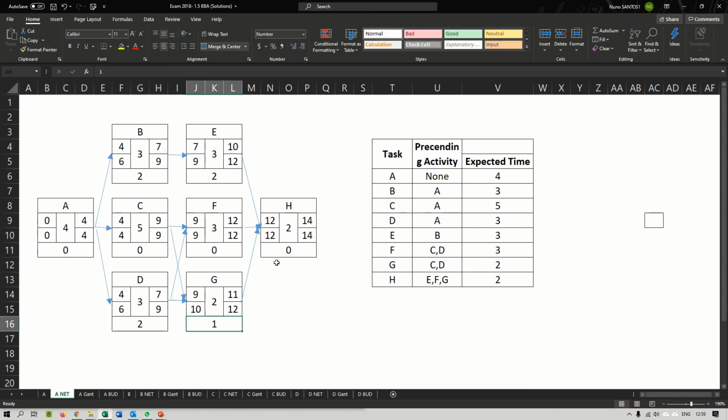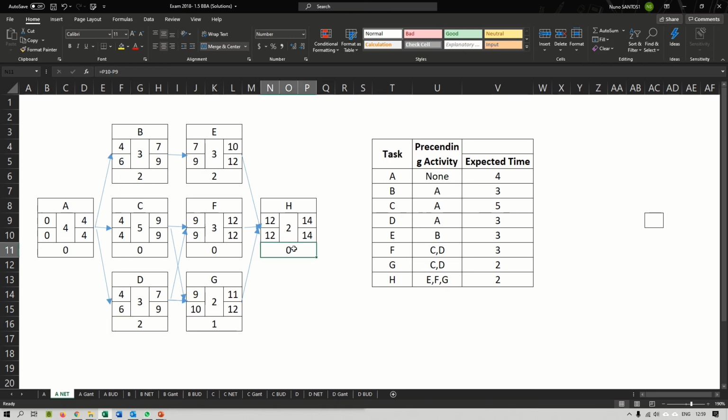So what is the last one? The last one we have is the float, the extra time for each task. So for example, task B, I can delay the start by 2 days and it would not affect the end of the project. Task E, I could start it late by 2 days and it would not affect the end of the project. Task G, I could start it late by 1 day and it would not affect the end of the project. And this is why these numbers are important.